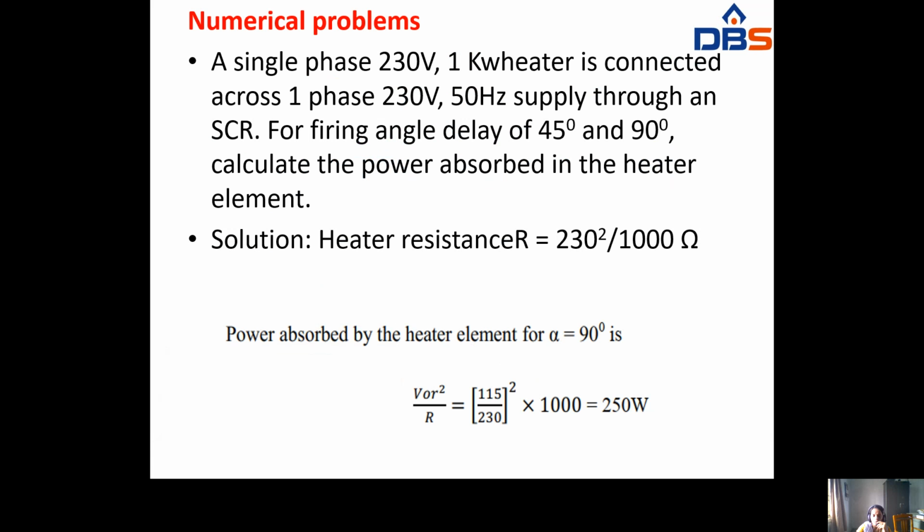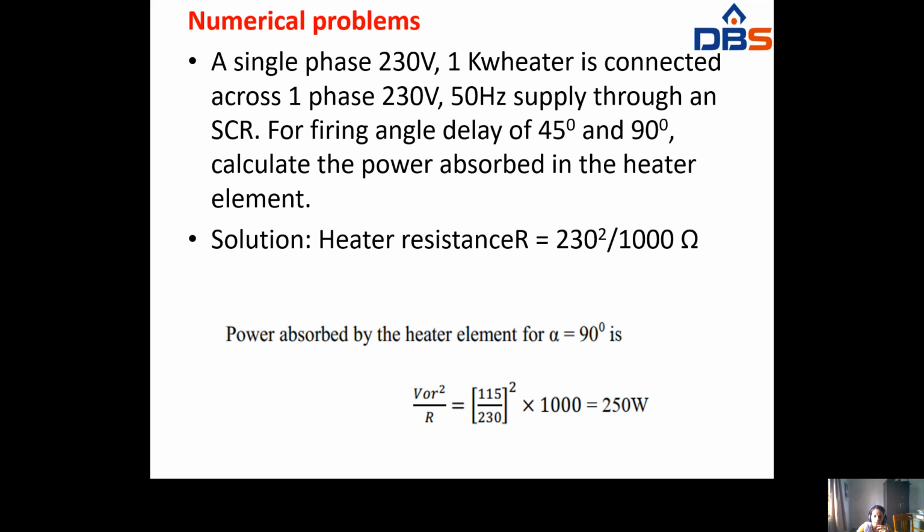Next we have to see a problem. A single phase 230 volts, 1 kilowatt heater is connected across a single phase 230 volt, 50 Hz supply through an SCR, for firing angle delays of 45 degrees and 90 degrees. Calculate the power absorbed in the heater element. So you have to see the solution.